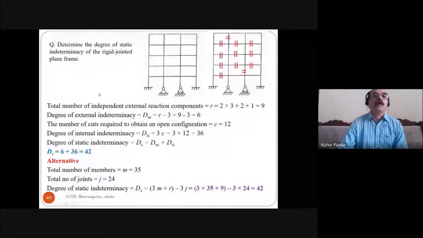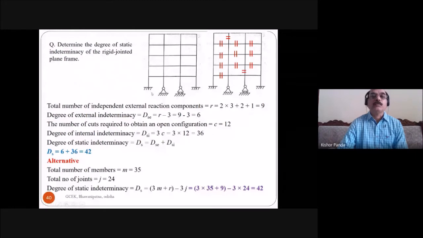Then coming to question 2, determine the degree of static indeterminacy of a rigid jointed plane frame. This is your rigid jointed plane frame, and you have to find out the degree of static indeterminacy.